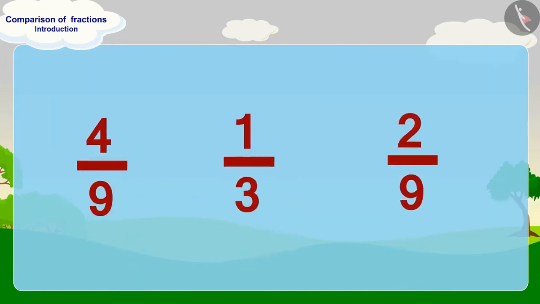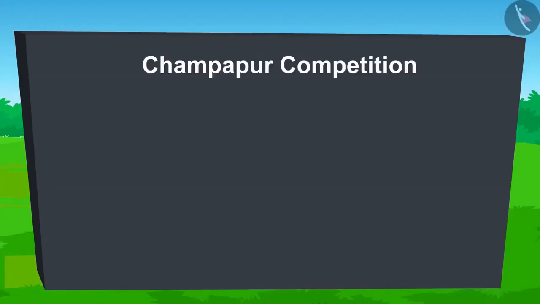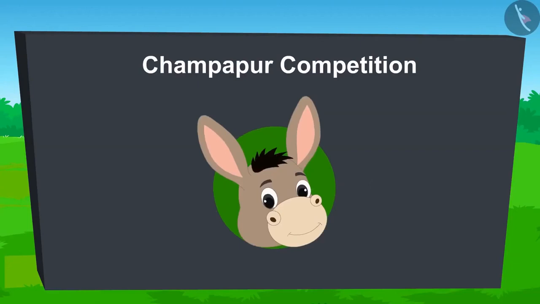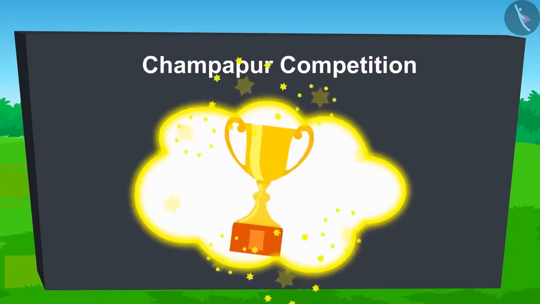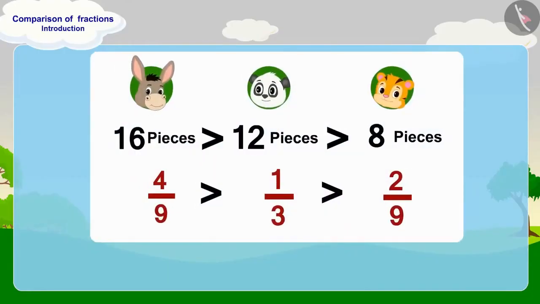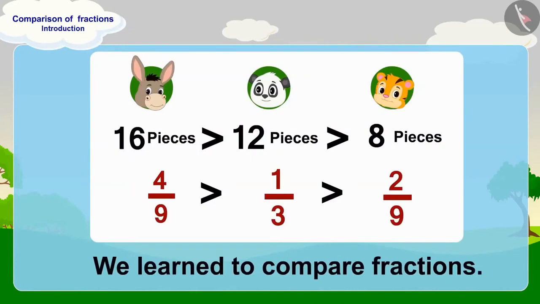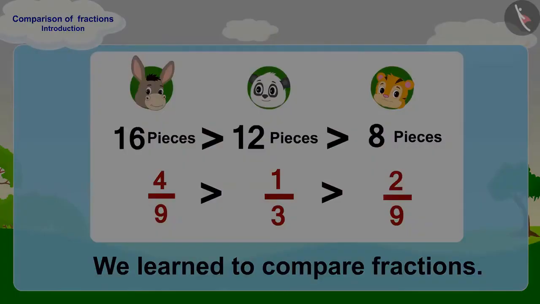We can also write the fractions for the number of pieces of paper written on by Bhola, Sher Khan and Golu in this way. After all, Bhola won the competition by writing his name on the most pieces of paper. Children, in this lesson, we learned to compare fractions.